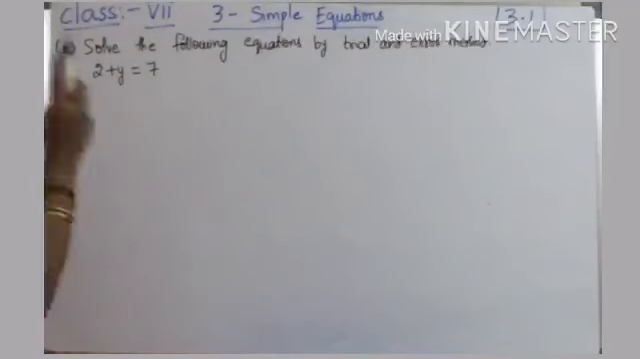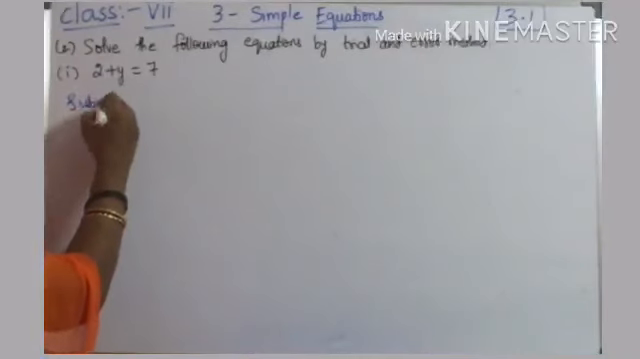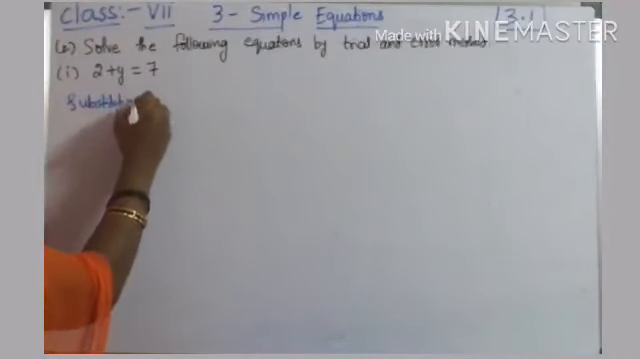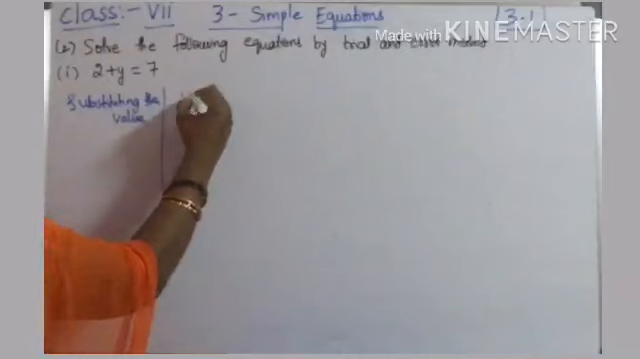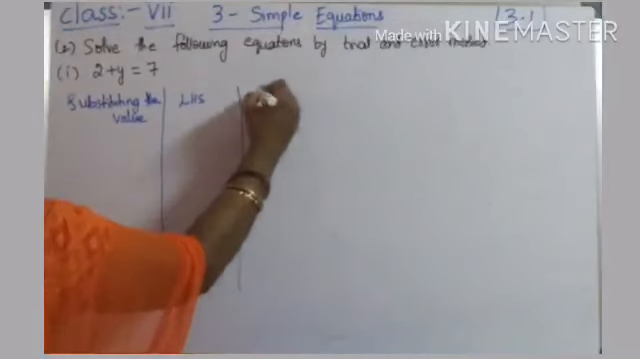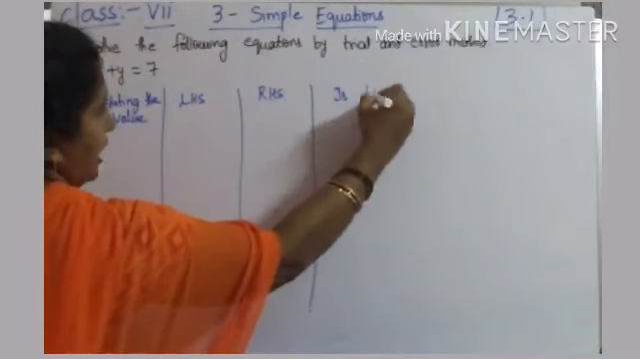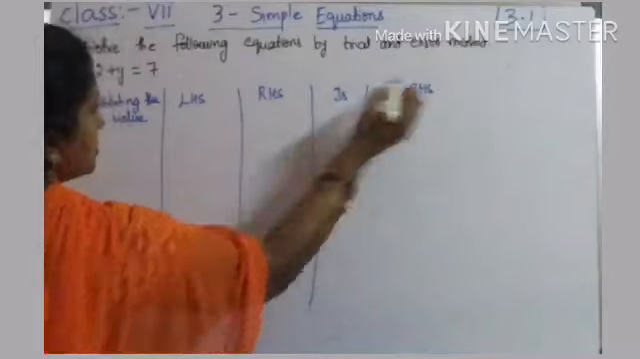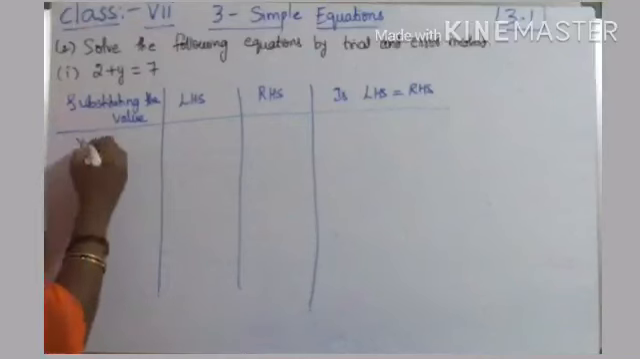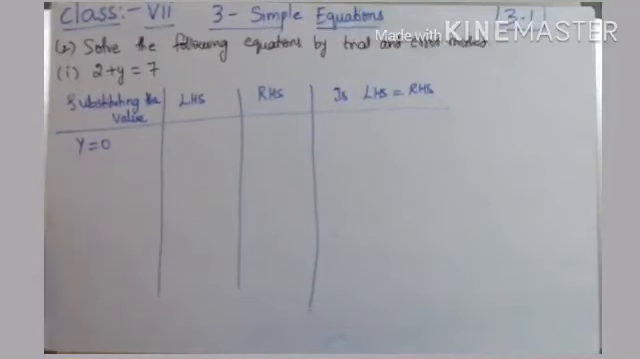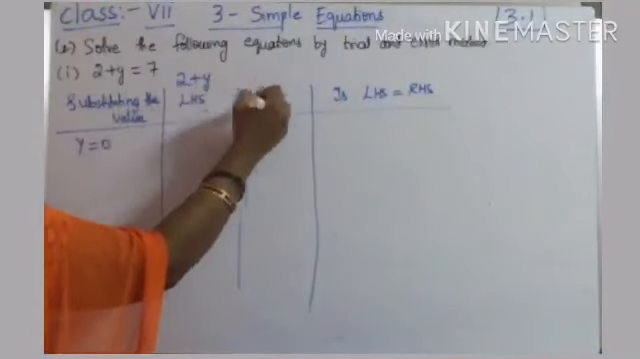But we have to solve this equation by the trial and error method. So for this we have to write a table for substituting the values, like you did in 6th class. Next, LHS. Next, RHS. Next, LHS equal to RHS. These are the 4 headings, children. So first, y equal to 0 you take. From 0 you start. Now what is the LHS here? 2 plus y. Here LHS is 2 plus y and RHS is 7.